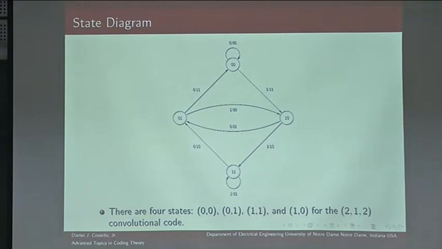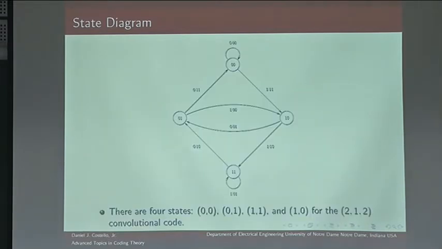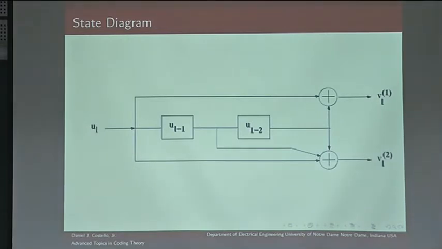So if we're here and we put in a 0, we go to state 0, 1, and the outputs are 0, 1. If we put in a 1, we're going to get a 1 out up here and a 0 out down here. And we're going to go to state 1, 1. Because we had a 1 here, it'll shift down, we get a new 1 coming in here. So again, state 1, 0, we put in a 1, we have a 1, 0 output, and we go to state 1, 1. So it's easy to fill the state diagram out directly from the encoder diagram like this.